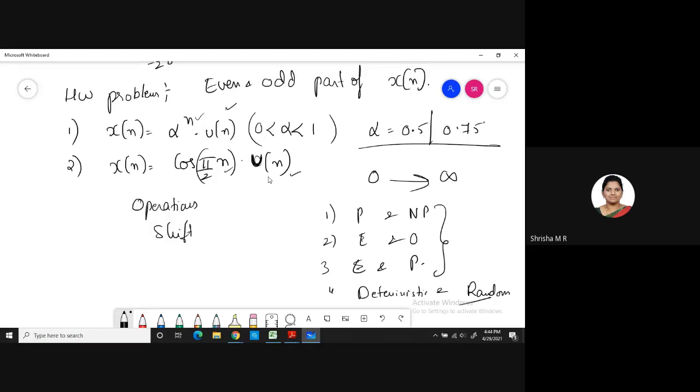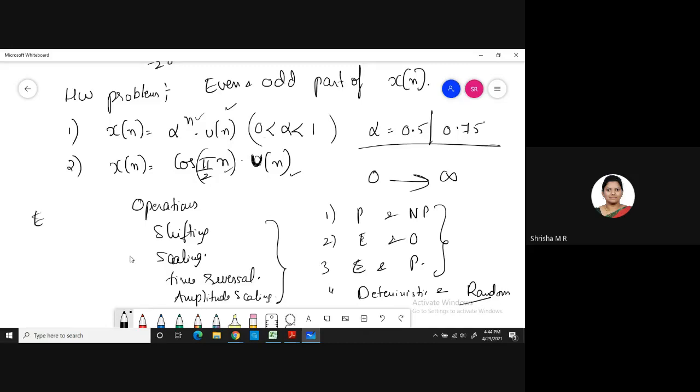shifting, scaling, time reversal, correct? And we have amplitude scaling, which has the last priority. According to the law of precedence, you go on: first shifting, then scaling, then time reversal, then amplitude scaling.